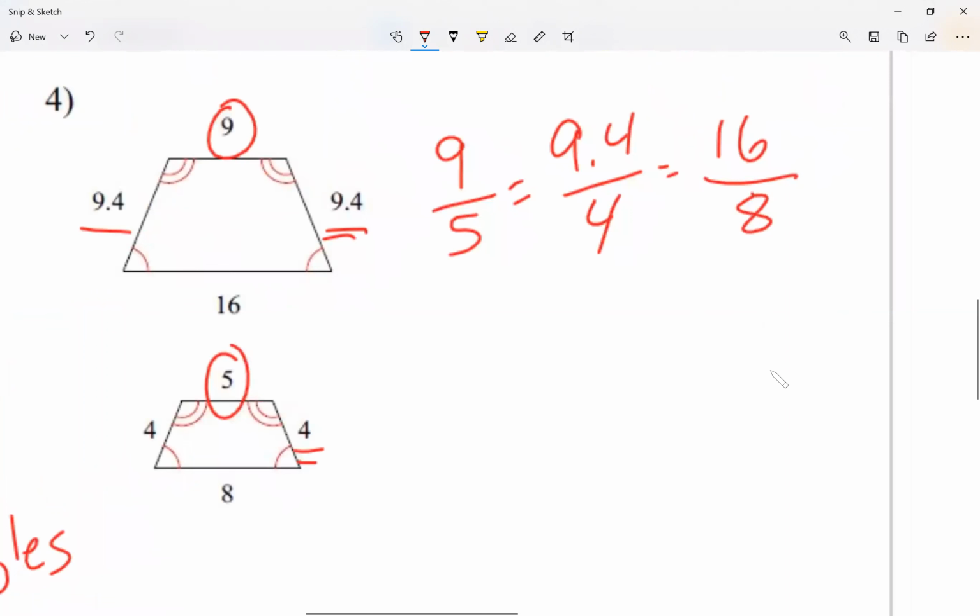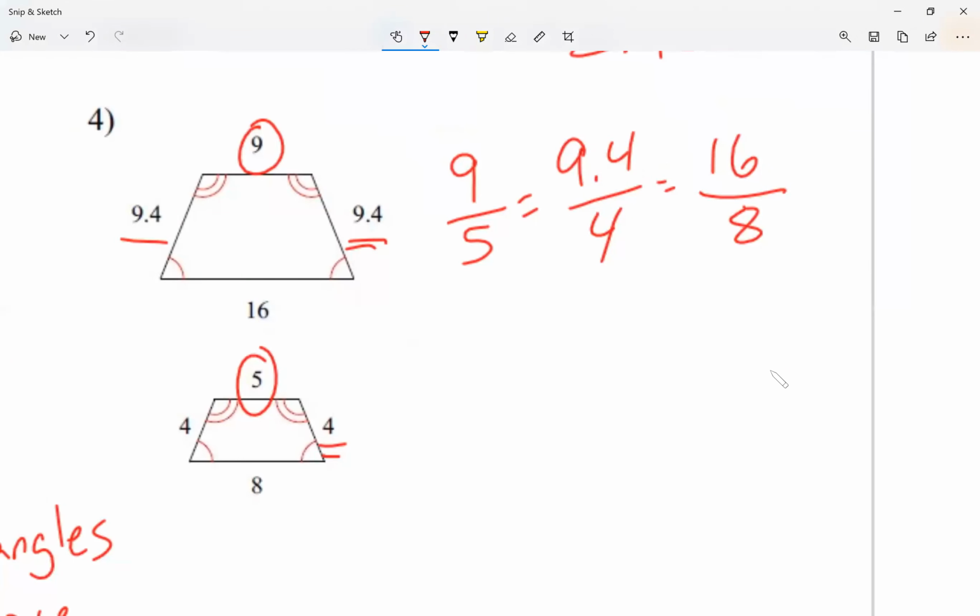Now I can simplify if possible. My last fraction, 16 over 8, that's 2 over 1, right? My first fraction, 9 over 5, that's the best that I can do, 9 over 5.